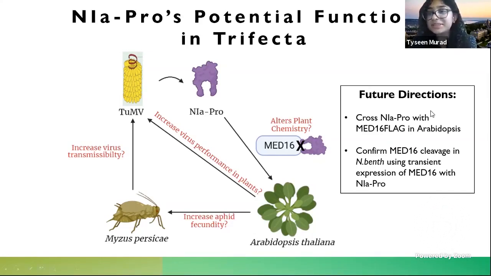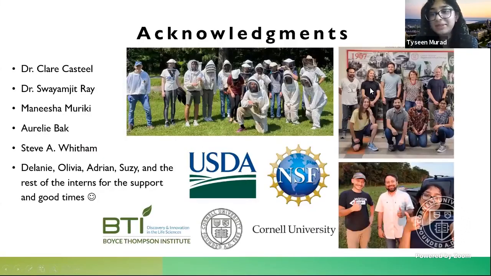And so this brings me to the future directions portion of this talk. In order to confirm this cleavage, we can cross NIa-Pro with the MED16 mutant in Arabidopsis. And we could also confirm this cleavage in Nicotiana benthamiana by transiently expressing MED16 with NIa-Pro using co-infiltrations. And so that brings me to the end of my talk today.